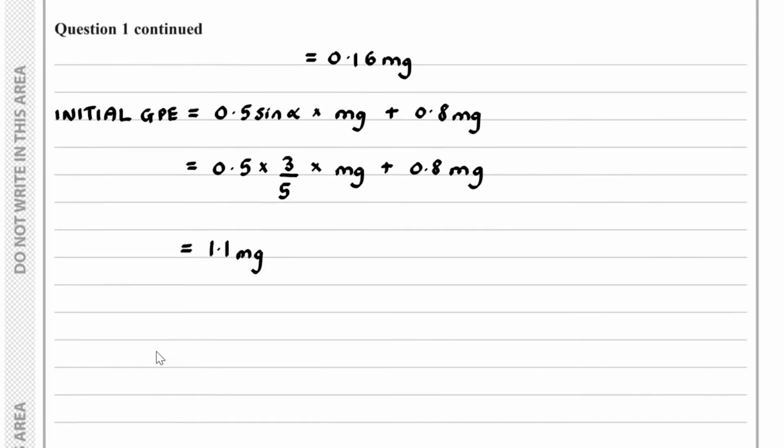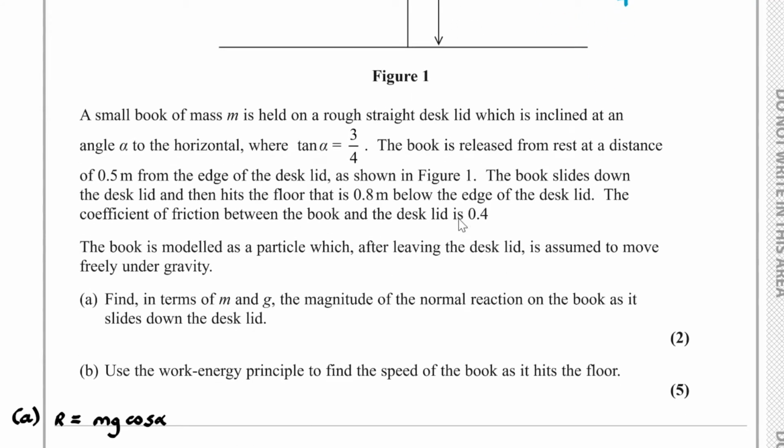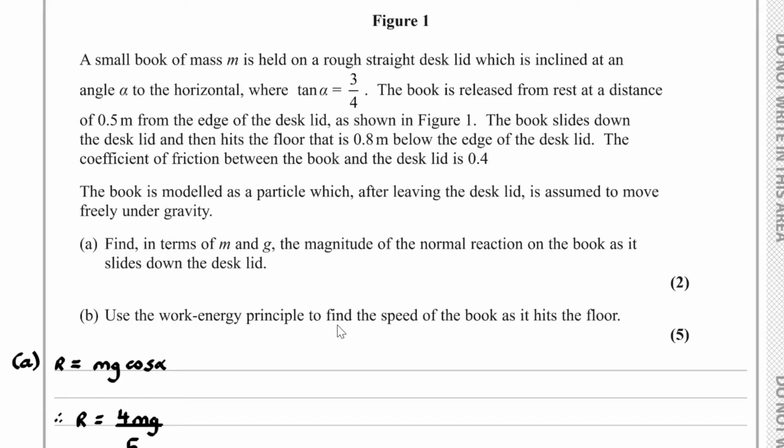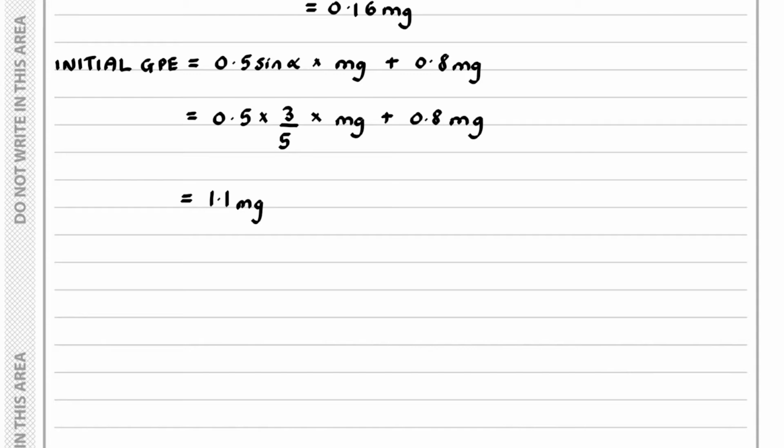Now, when it hits the ground, we've got final kinetic energy. And that's what we want to find, the speed of the book as it hits the ground. And so the final kinetic energy is given by 1/2 times m times v squared. We are finding v, and if I simplify this as a decimal, we have 0.5 m v squared.